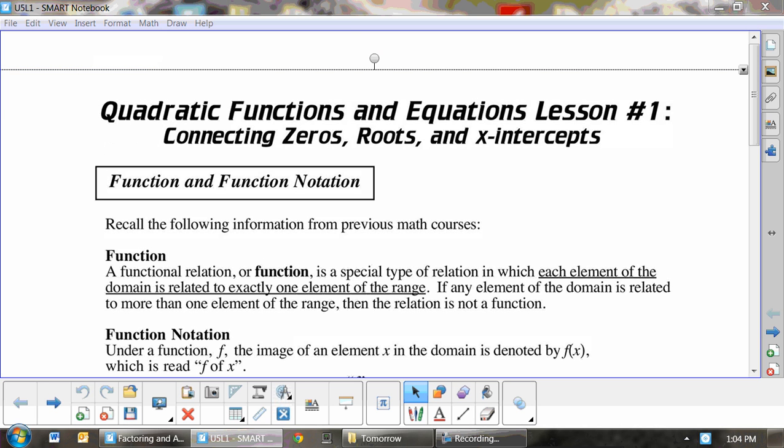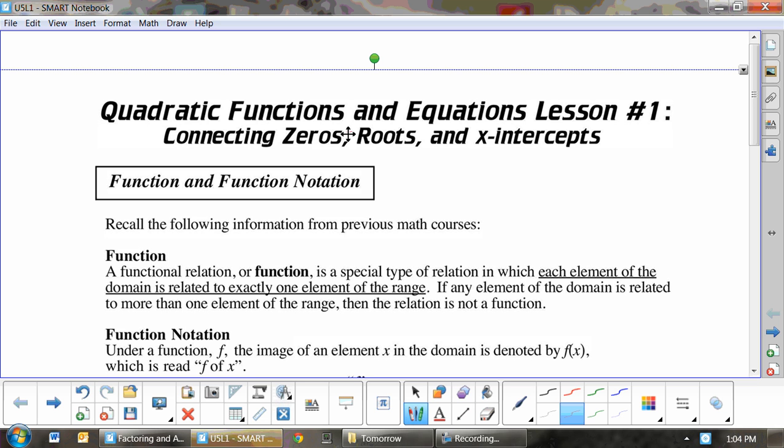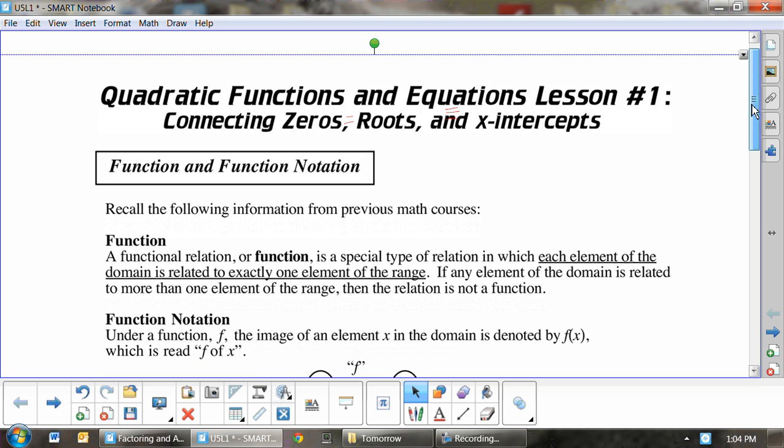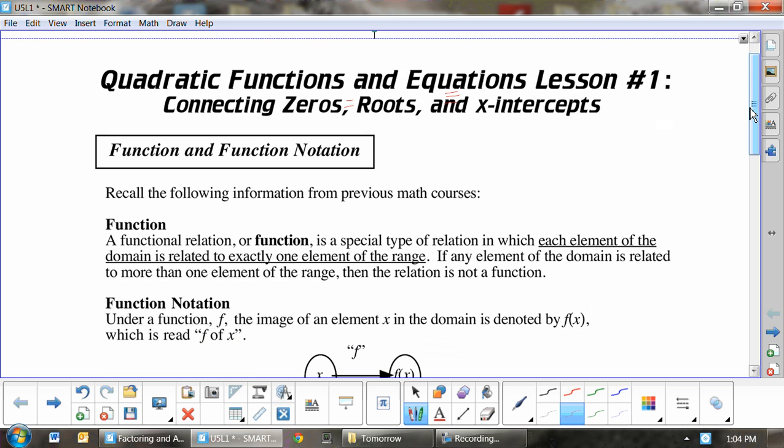Okay, so once again, welcome to Unit 5. The lesson is on connecting zeros, roots, and intercepts. And so I'll tell you right now that zeros are equal to roots, and roots are equal to x-intercepts. So there should be no surprises from now on in this lesson. Okay? So the first thing we're going to talk about is functions, since the unit is on quadratic functions.